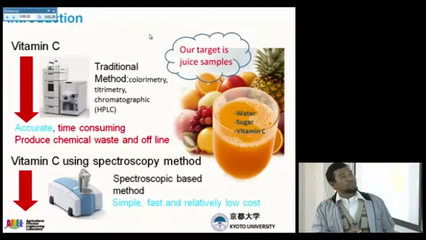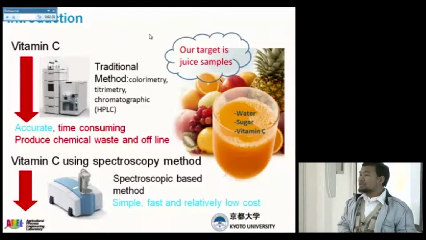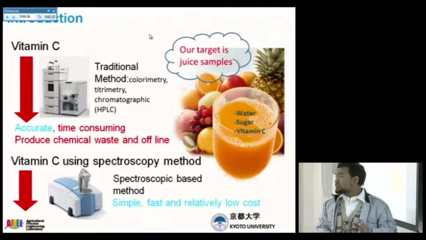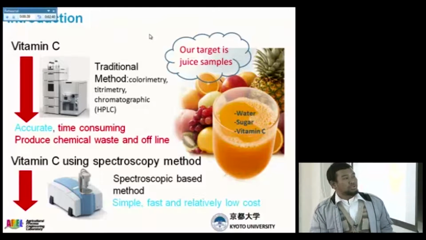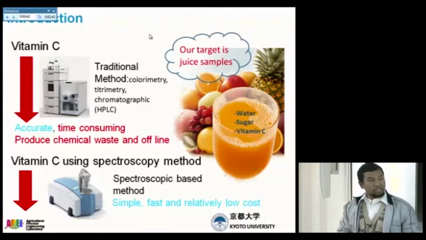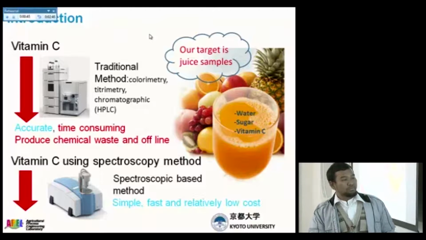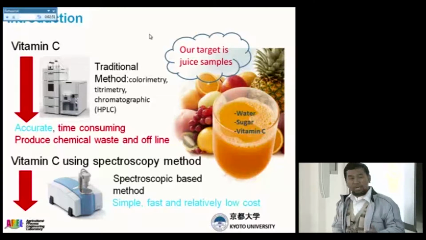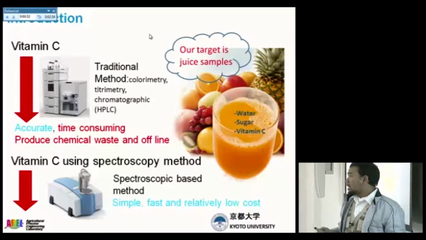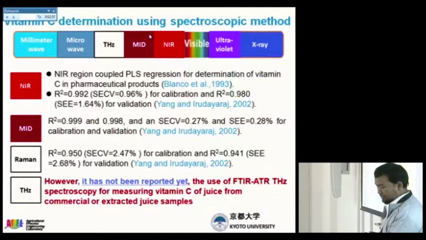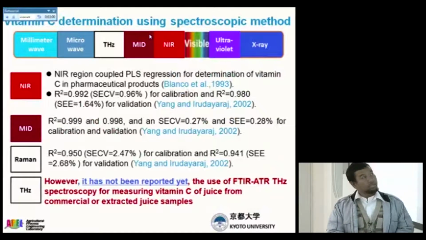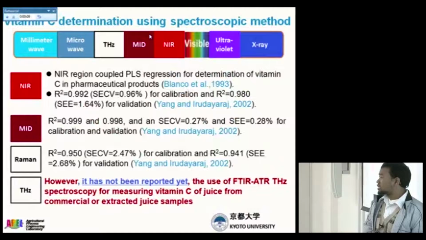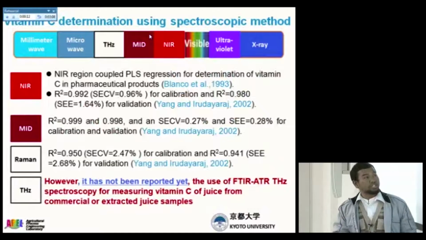For example, titrimetry methods have some disadvantages, such as using unstable reagents, needing standardization before use, and, of course, producing chemical waste. Recently, the use of spectroscopic-based methods for vitamin C determination is becoming popular. It is simple in sample preparation, fast, and relatively low cost. Vitamin C determination using spectroscopic-based methods has been conducted by several researchers.